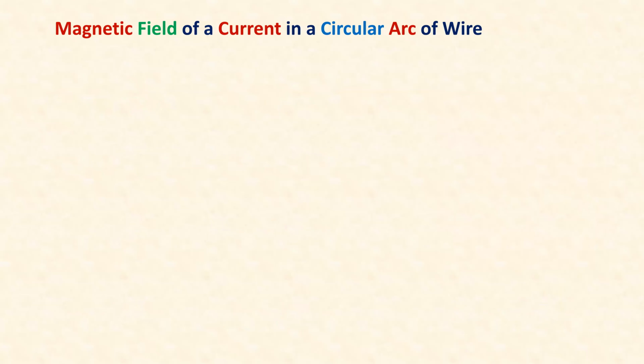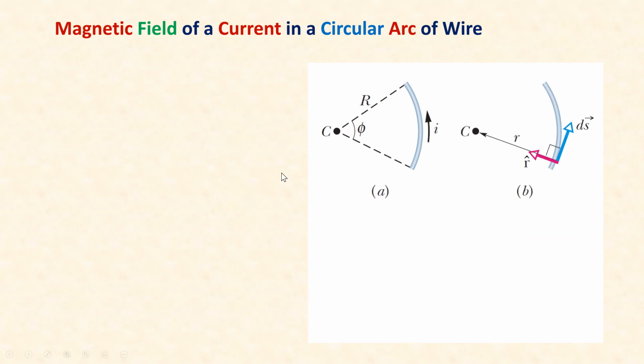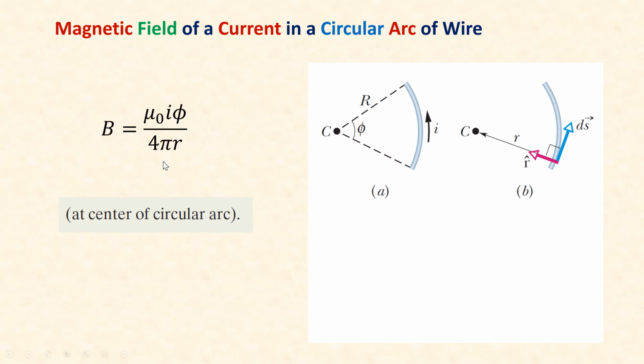All right. Magnetic field of a current in a circular arc of wire. So we have an arc of wire like this. Suppose it makes an angle phi from the center and it has a radius r. You want to see what is the magnetic field of this wire that carries the current I at this center. So it is easy to, again, do a short integration and show that the magnetic field is mu naught I phi over 4 pi r. This is at the center of the arc. Okay.